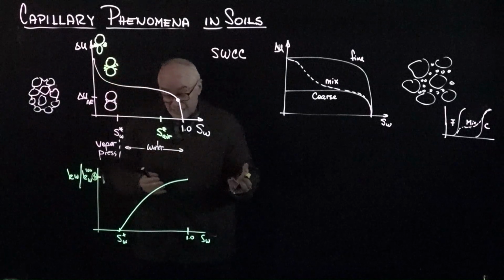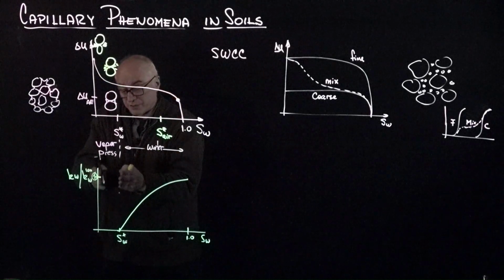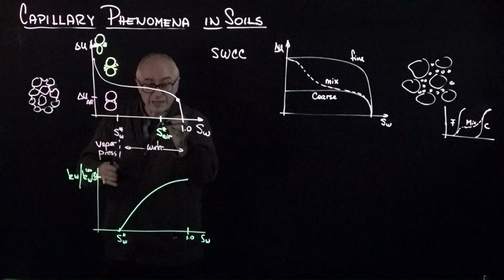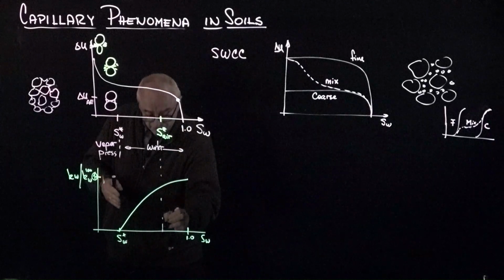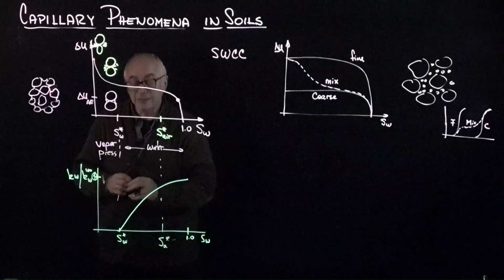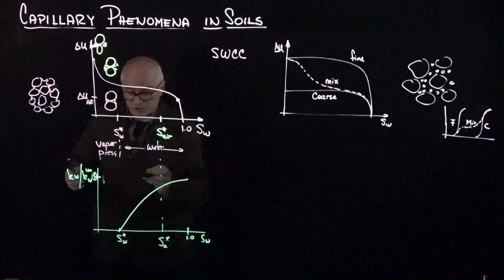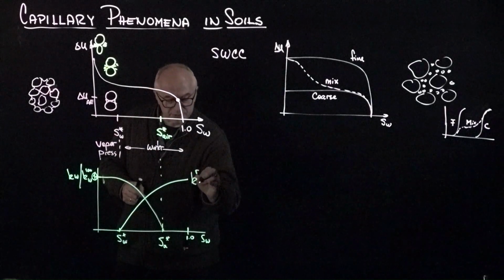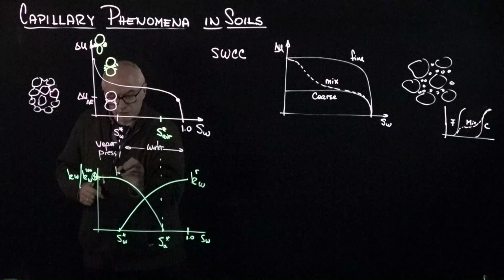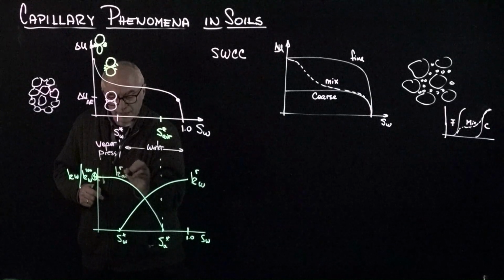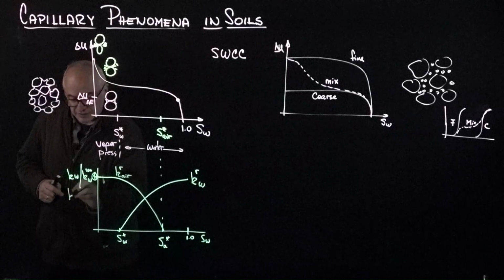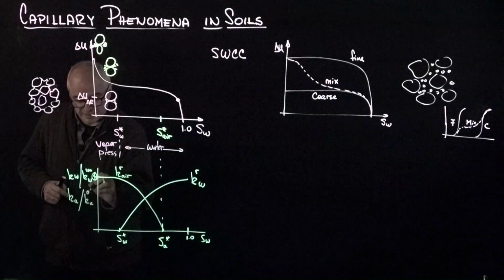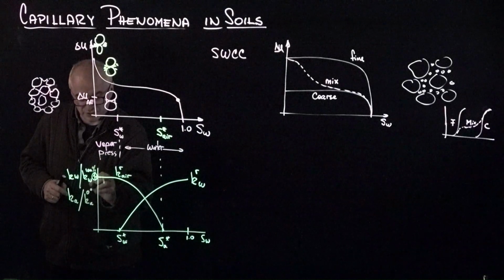Now, the opposite happens for air. When it's perfectly dry, I have 100% air conductivity. However, when I reach the percolation threshold of air, then it cannot be transported anymore. So it looks something like this. This is what we call the relative permeability for water, and this will be the relative permeability for air, where what I'm actually doing is the permeability to air divided by the permeability to air at 0% water saturation.